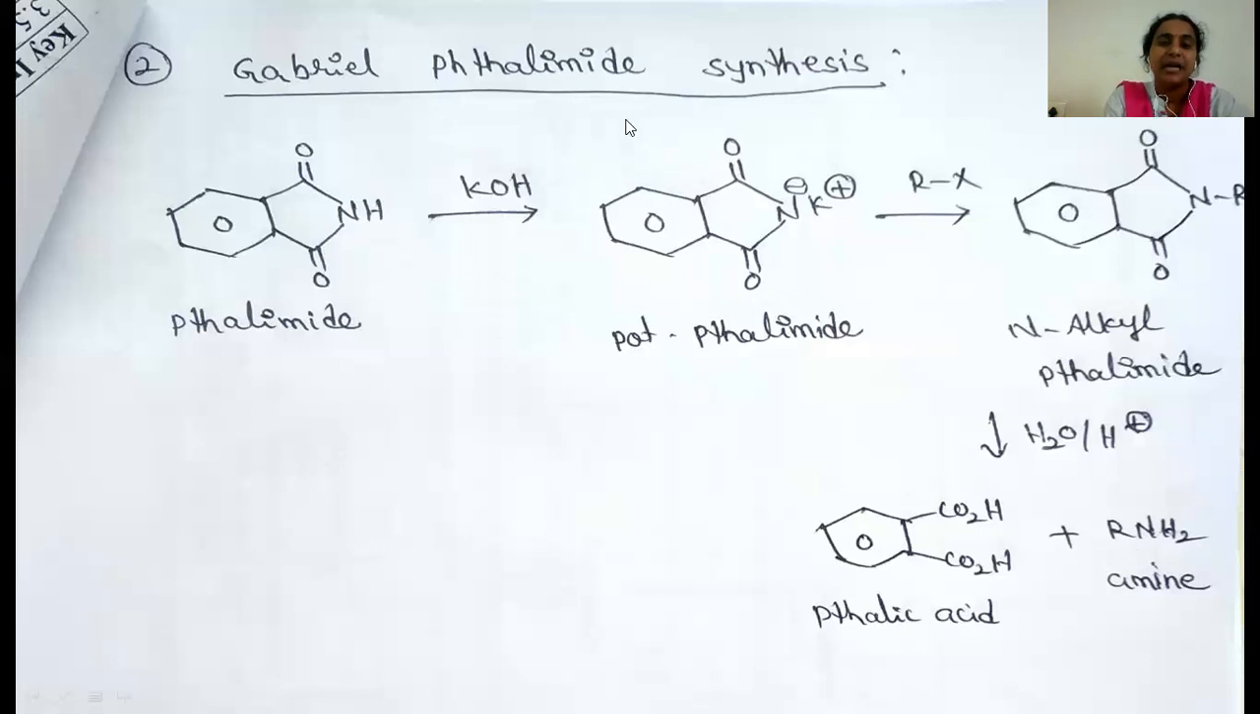In this Gabriel phthalimide synthesis, the first starting reactant is phthalimide. When it reacts with potassium hydroxide, it produces potassium phthalimide. Further, when it reacts with the alkyl halide, it finally produces the N-alkyl phthalimide, which further undergoes acid hydrolysis, and then produces the phthalic acid as well as the primary amine.